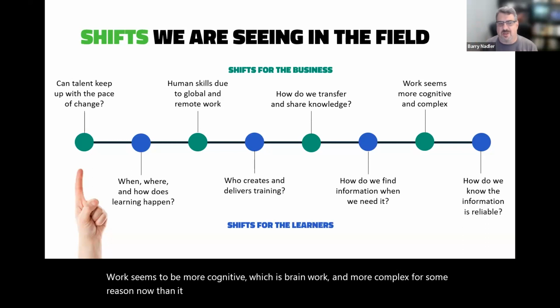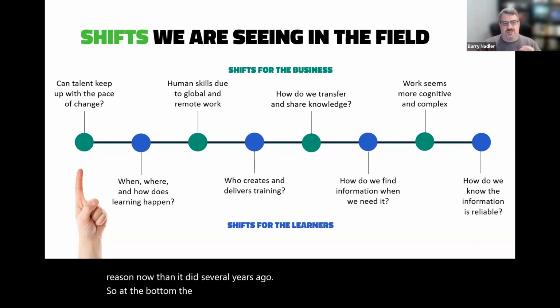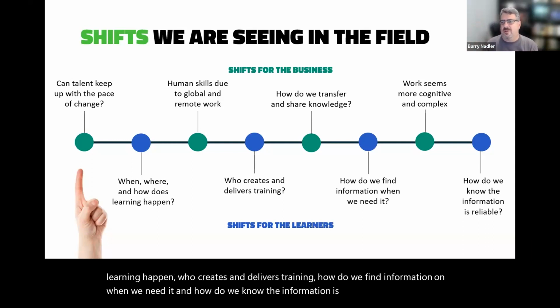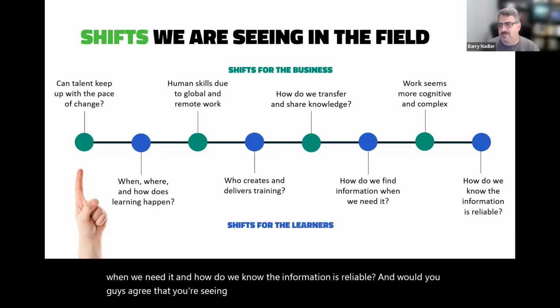So at the bottom, the learners are looking at things like when, where, and how does learning happen? Who creates and delivers training? How do we find information when we need it? And how do we know the information is reliable? And would you guys agree that you're seeing this in your field? I see you shaking your head.